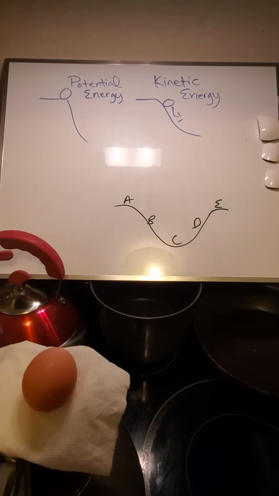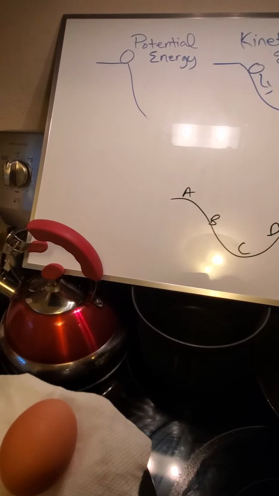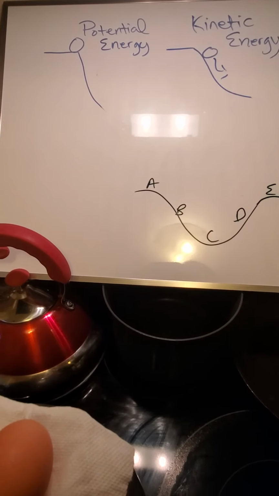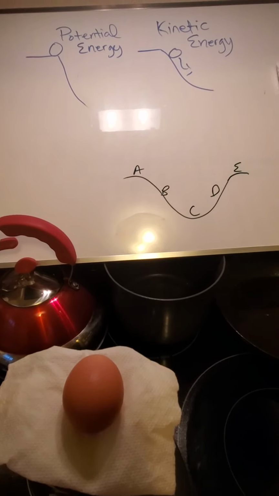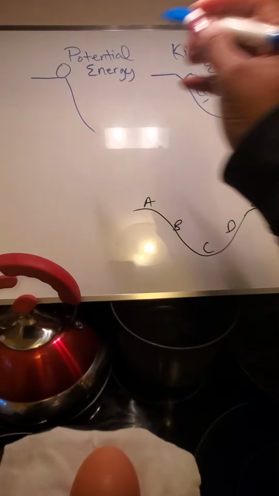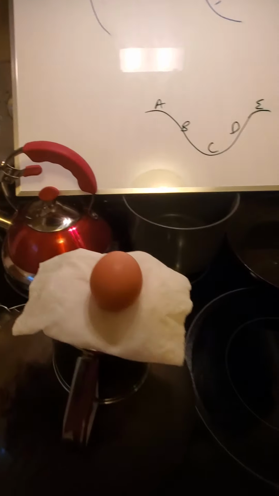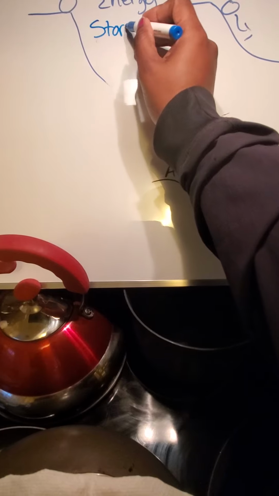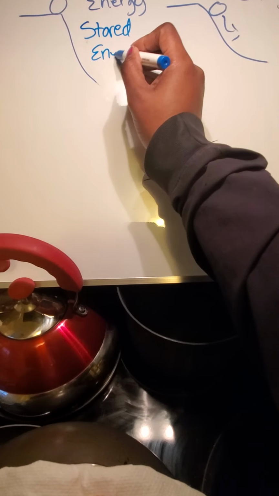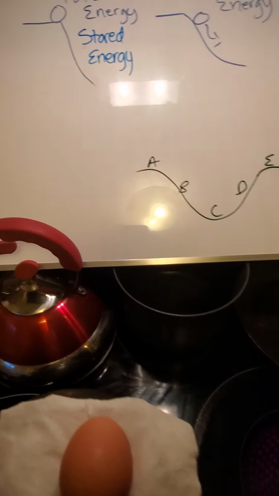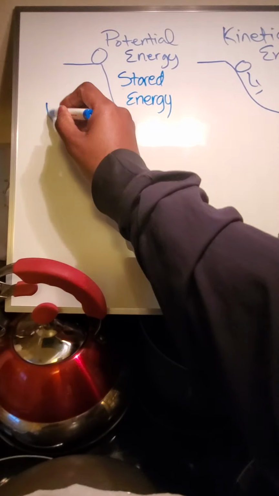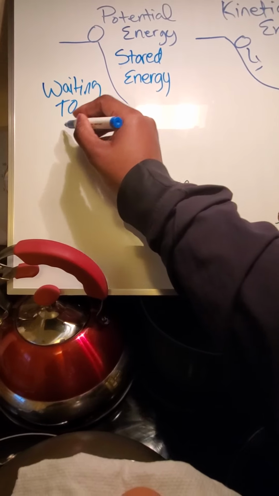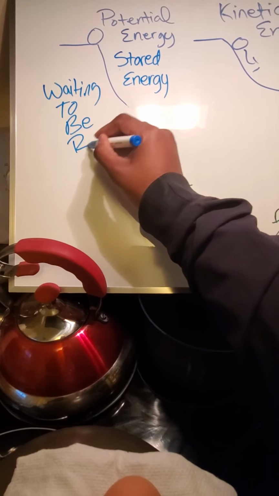So potential energy. Potential energy is stored energy. It is when something is not moving, and there are some other examples that we'll go through, chemical potential energy, but not today. We're going to look at this egg sitting at the top. Notice I have it set up already for you. Potential energy is stored energy. This is energy that is just waiting to be used. It is waiting to be released. And we are going to release it in just a little bit. So waiting to be released.